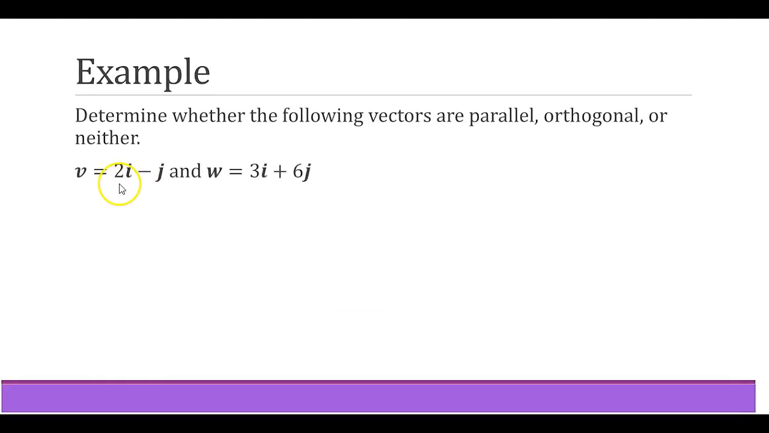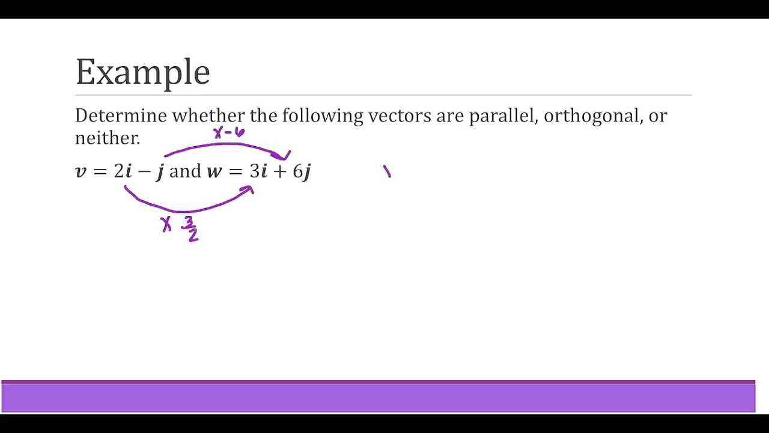And last example here, same set of instructions. So first we'll determine if they are parallel. To get from 2 to 3 here, I would have to multiply by 1.5, so this would be times 3 over 2, in other words. And here, this second component, to get from negative j to 6j, it's times negative 6. So those aren't the same, so they're not parallel.